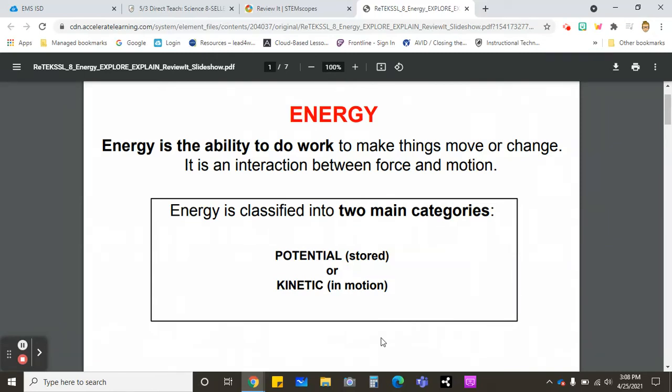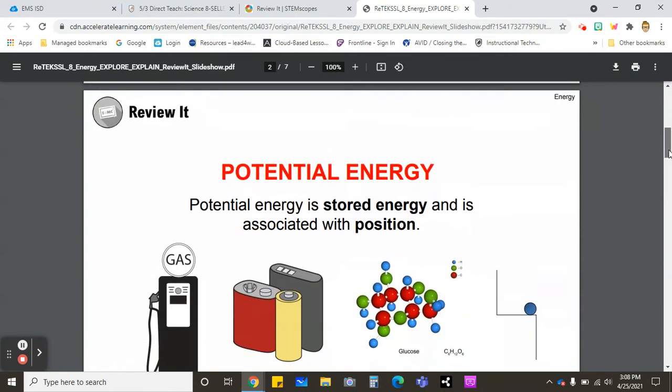So energy is the ability to do work or to make things move or change. It's an interaction between force, a push or pull, and the motion. And energy is going to be classified into two main categories: potential, which is considered stored energy, and there's different types. And then there's kinetic energy, which is energy of motion.